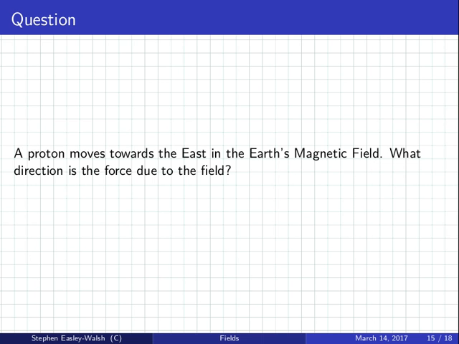Okay, let's focus back here now. Right, so anyway, even if it's not south, let's just pretend it's south. And that's north, that's east, and that's west. And our proton is moving east. So the proton is coming towards you. I want you to think about which way the force will act on it.